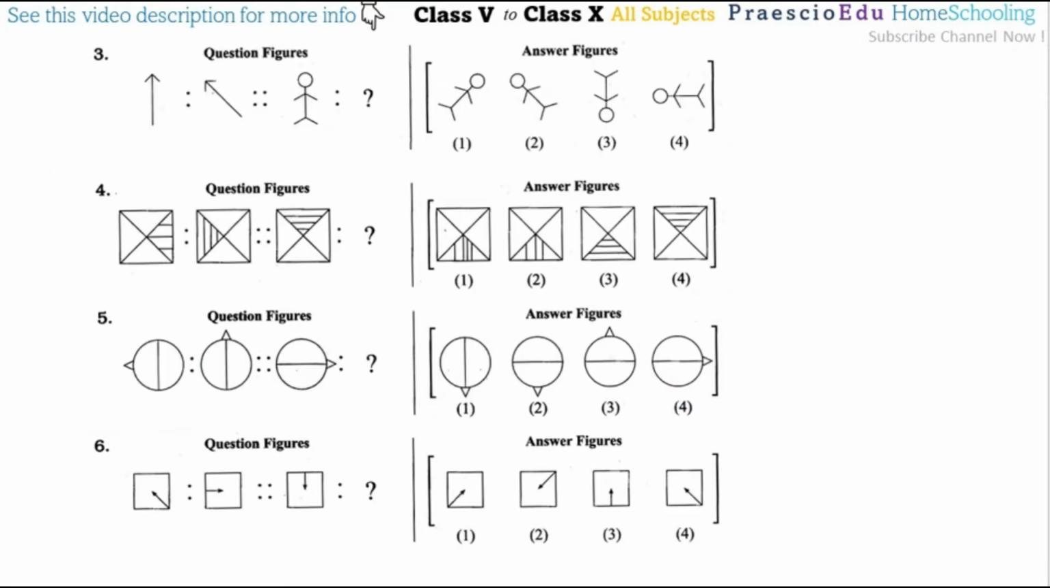Now question number 3. There is an arrow in a vertical position, but in the second term it is tilted to the left side. In the third figure there is some line diagram, and that is tilted in the same direction, the same side, so option number 2 is the correct one.